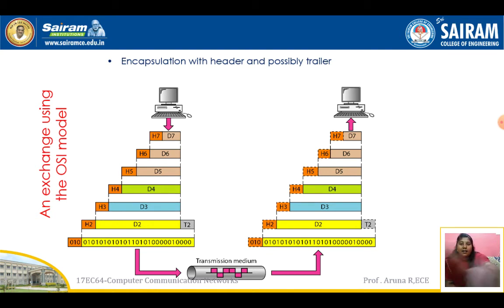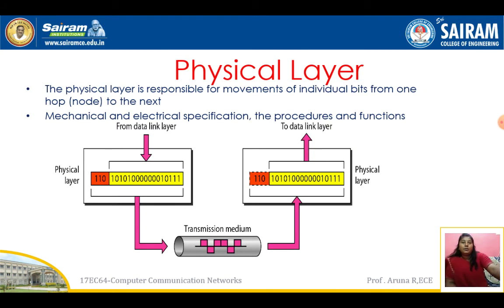Here in the last layer, the physical layer of the OSI model, the data is in the form of bits. These bits of information are traveling in the transmission medium. The transmission medium is nothing but our channel that we are going to use. So the first layer we will start our discussion from in the OSI model is the physical layer.